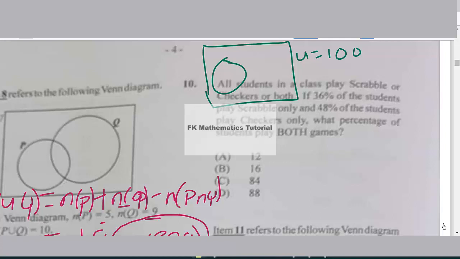Then the number who play Scrabble only is 36. So this is for Scrabble. Those who play checkers, this is checkers, they are 48 out of 100. Then both, we don't know. So let's put B there.